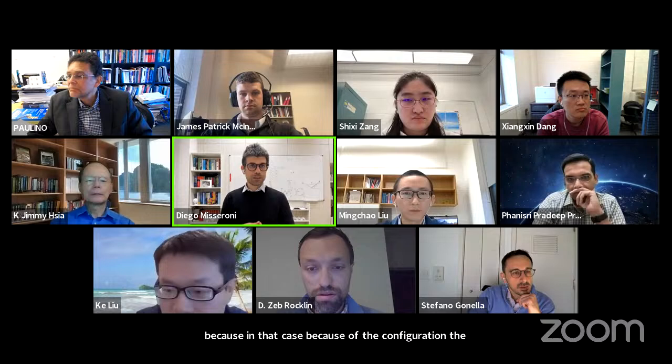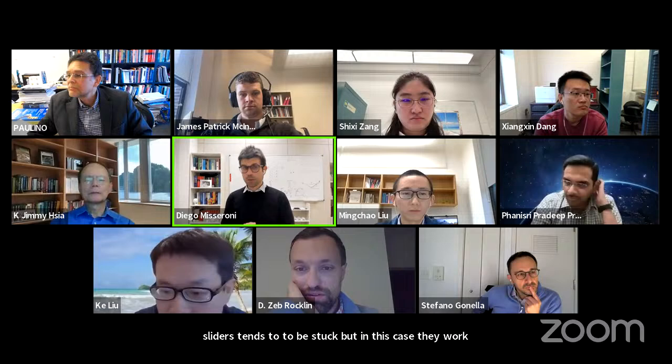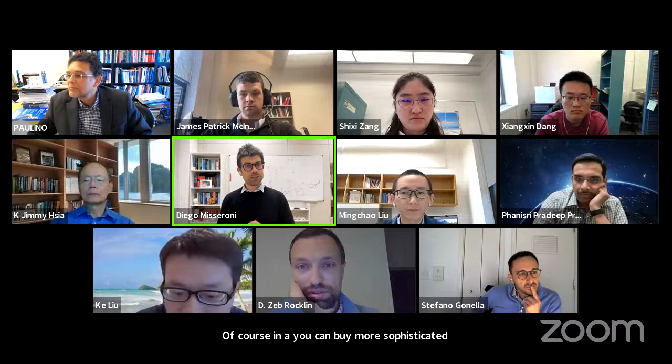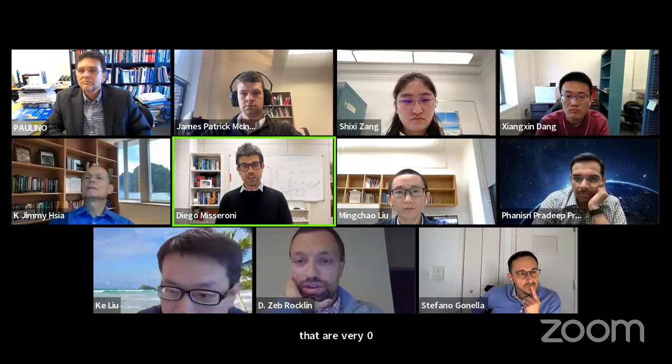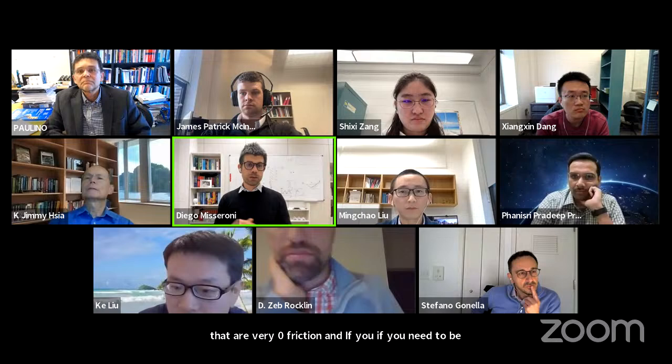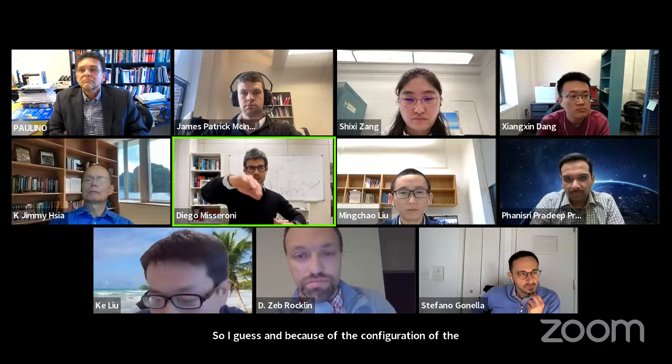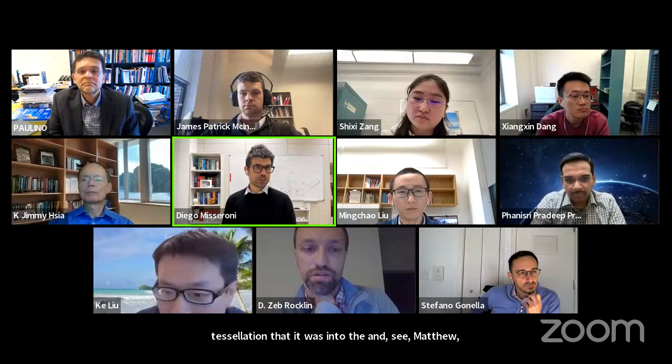Of course, you can buy more sophisticated sliders. In the market, there are very sophisticated sliders that are essentially zero friction, and if you need to be more precise, you can buy those. But for the purpose of the experiment, we used standard sliders, because the tessellation was in 2D and symmetric with respect to one axis. So everything was quite simple, and the standard slider worked well. This is what we saw.